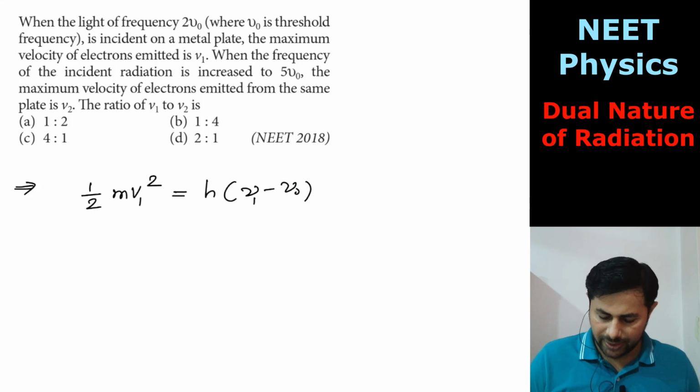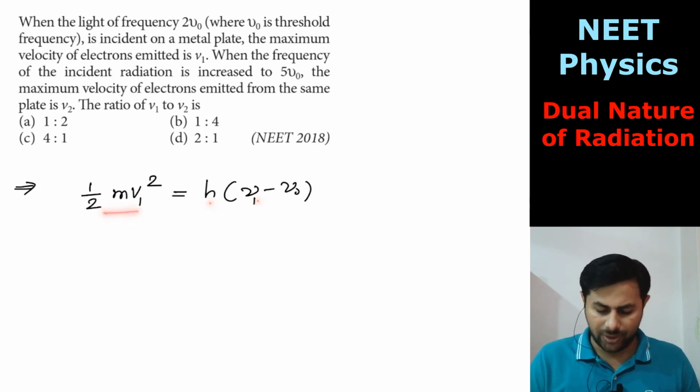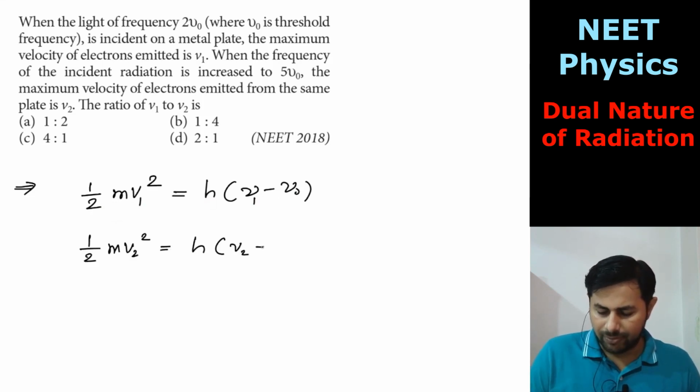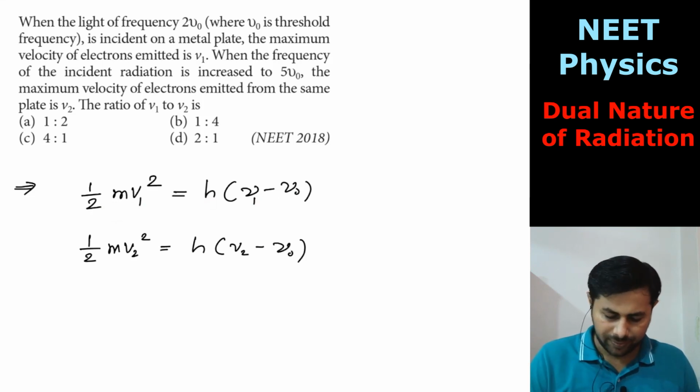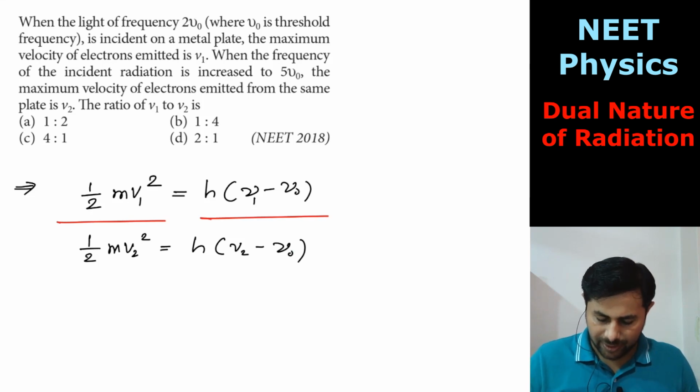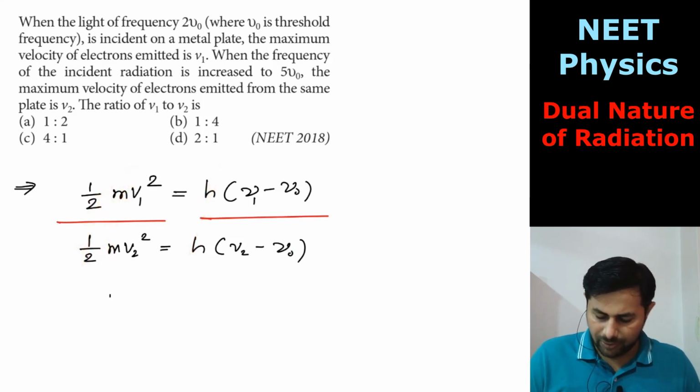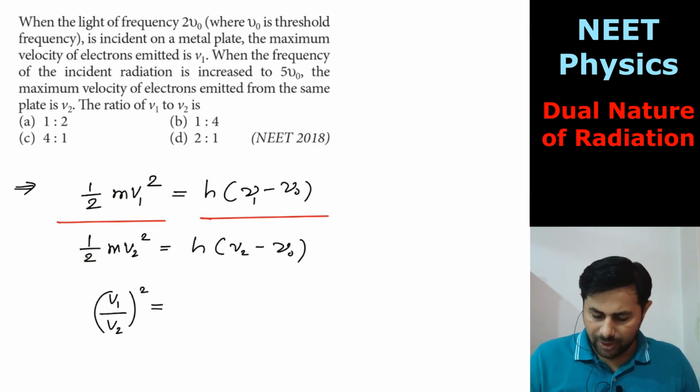So you can say half m V1 square is equal to h times nu1 minus nu naught, and half m V2 square is equal to h times nu2 minus nu naught. Divide the first equation by second. So h gets cancelled, half m gets cancelled. You have V1 by V2 whole square is equal to nu1 minus nu naught divided by nu2 minus nu naught.